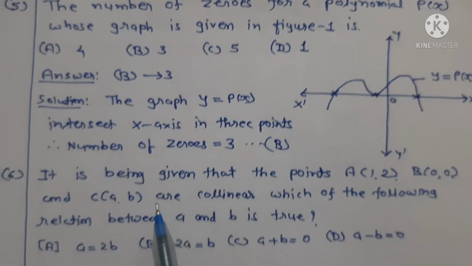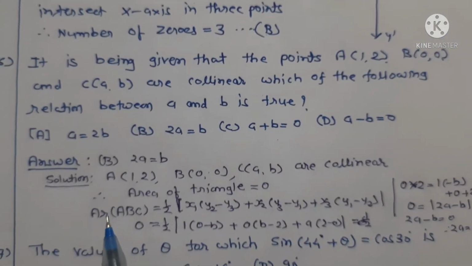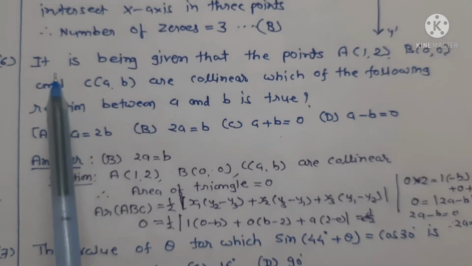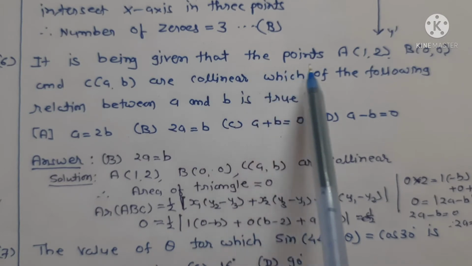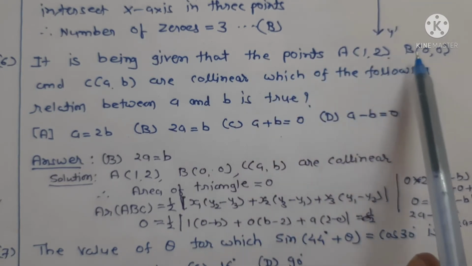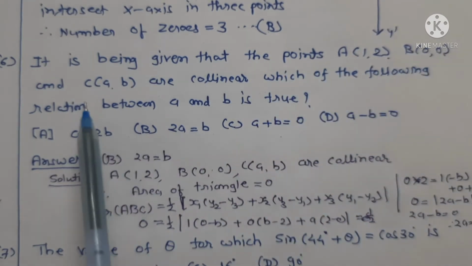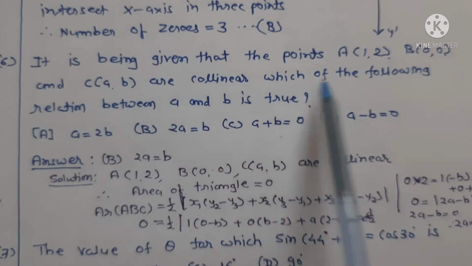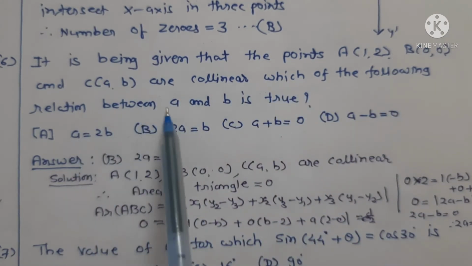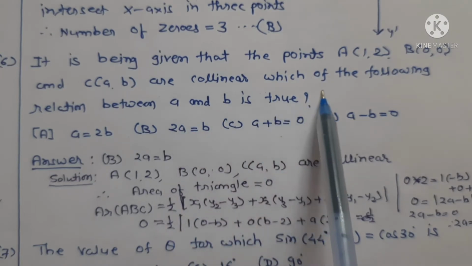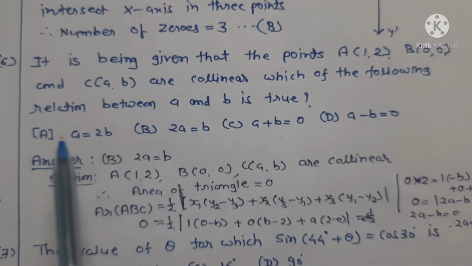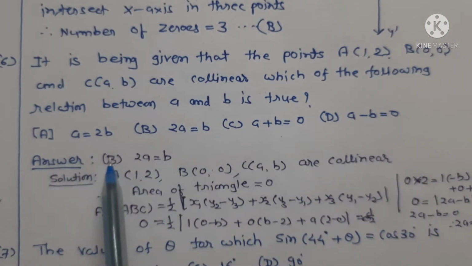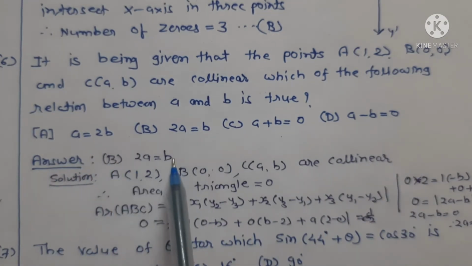Now we start the question number 6. It is being given that the points A(1, 2), B(0, 0), C(a, b) are collinear points. Which of the following relationships between a and b is true? So which relation is true we have to find. Here options are given. So answer is B, 2a equal to b. Now we start the solution.